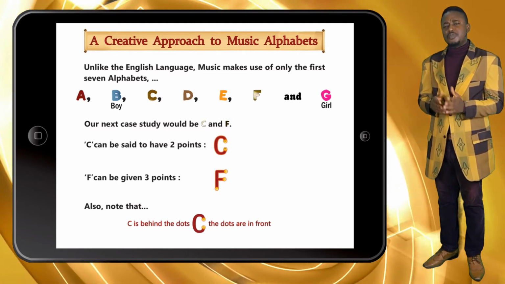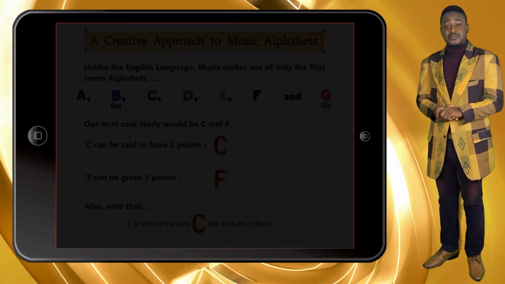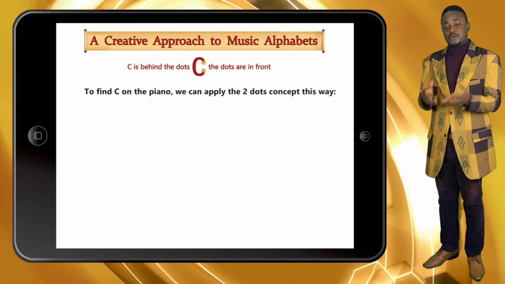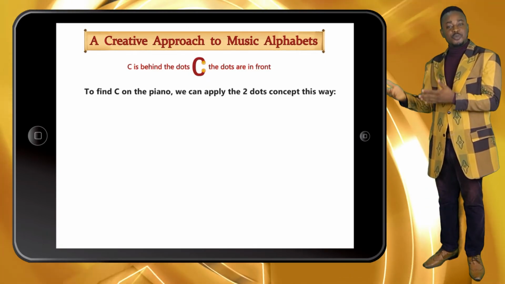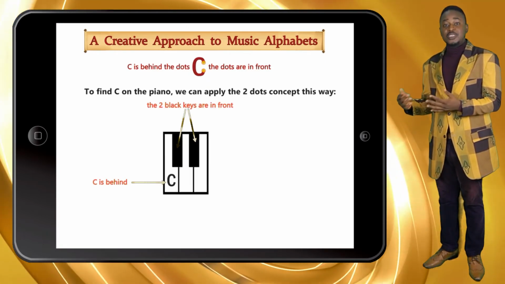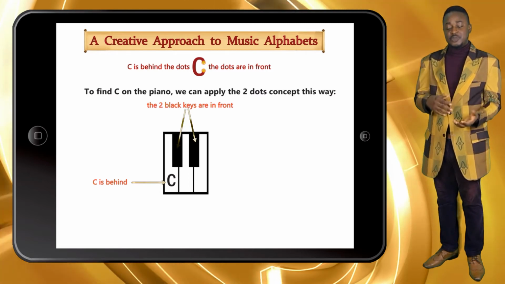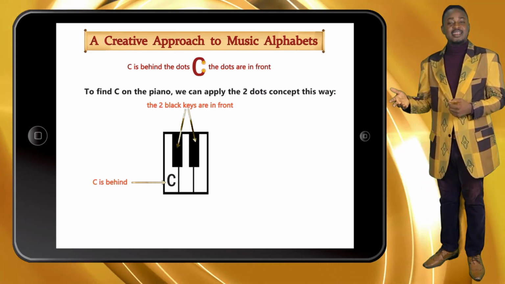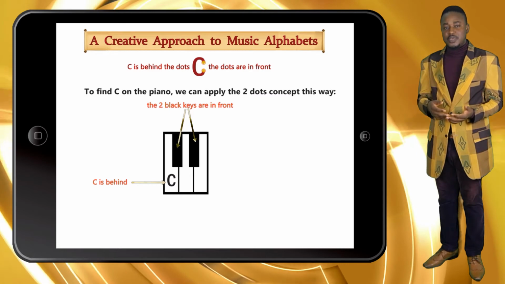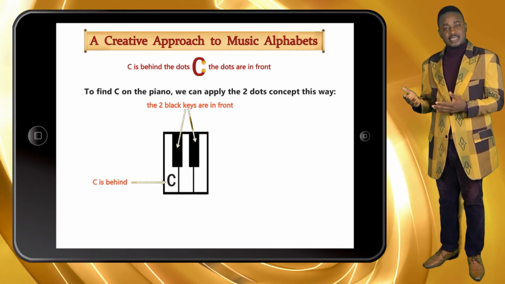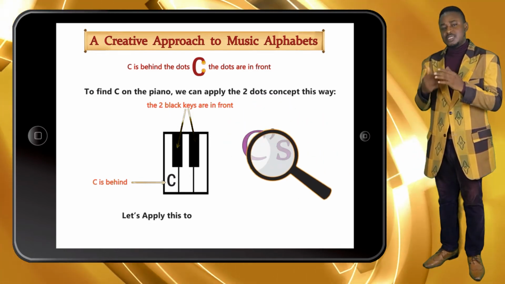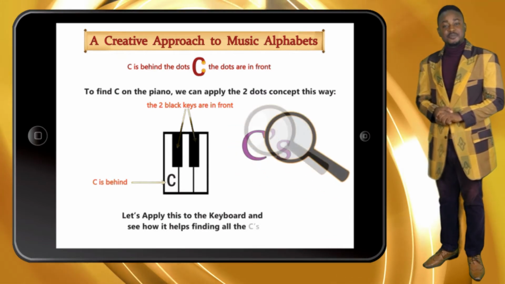When we apply this to the piano finding C's, it's very easy this way because the 2 dots translate to the 2 black keys on the piano, which means if the C is behind the 2 dots, therefore your C would be behind the 2 black keys. Let's quickly take a look at the piano and see how this works.